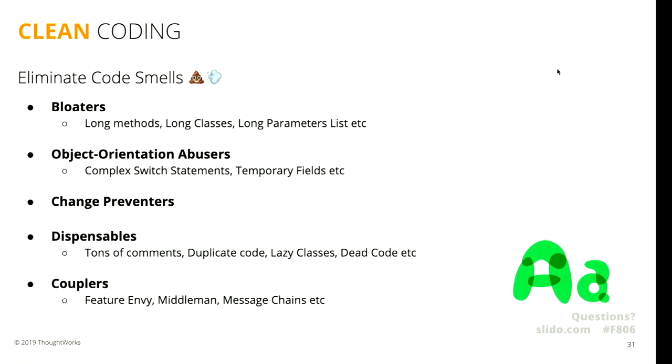So in order to achieve this clean coding, we need to eliminate code smells. Examples of smells here are the bloaters, which are long methods or classes with long parameter lists; object-oriented abusers like complex switch statements or temporary fields; change preventers; dispensables like tons of comments, duplicate code, lazy classes; and couplers like feature envy, middlemen, message chains.